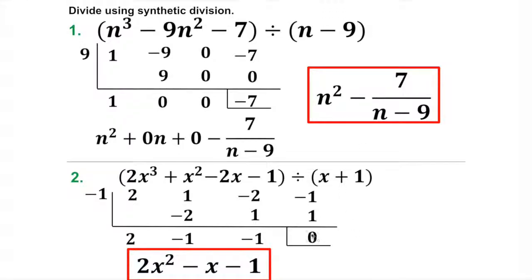And again, on number 2, we had a 0 remainder. That means that this x plus 1 is a factor here. If we were again to multiply this portion right here by this x plus 1, we'll get our original one here. All right, so that concludes today's lesson.